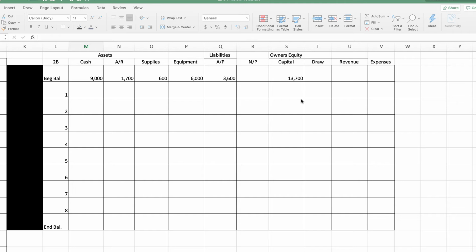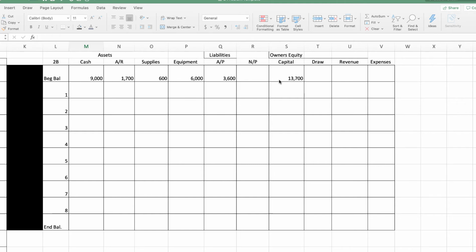So the first one, well, let's pump the brakes here. Before we go any further, hopefully you had an opportunity to read the problem. They said that on August 31st, the balance sheet shows cash has a balance of $9,000. Accounts receivable has a beginning balance of $1,700. Supplies has a beginning balance of $600, and so on. So in our template, I went ahead and put those beginning balances in.